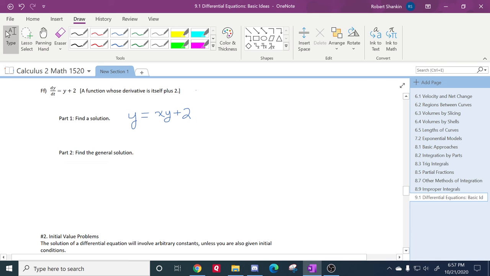Now, also, we know that the independent variable is t, because it's dy/dt. So instead of x, let's use a t. We can't have this y over here. And I'm going to try something. I'm going to put e to the t.